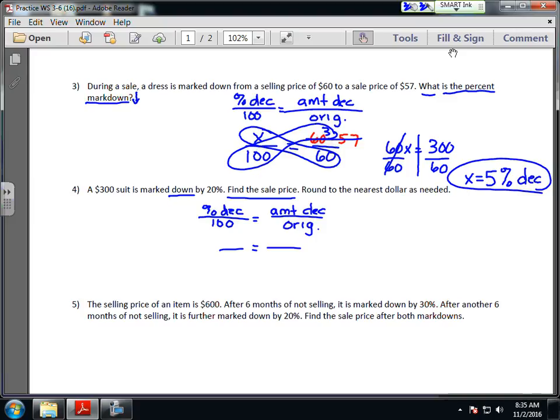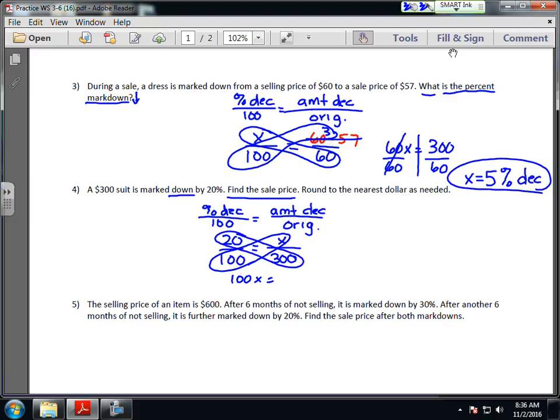All right, we know that 100 goes here. Do we know what the percentage is? Yes, it's 20. All right, how about the $300 suit? It's $300. Is that the amount decreased or the original amount? Yeah, it's the original amount. It's $300. That's the cost of it. And so we don't know what the amount decrease is. Let's go ahead and do 100 times x. We get 100x equals 20 times 300.